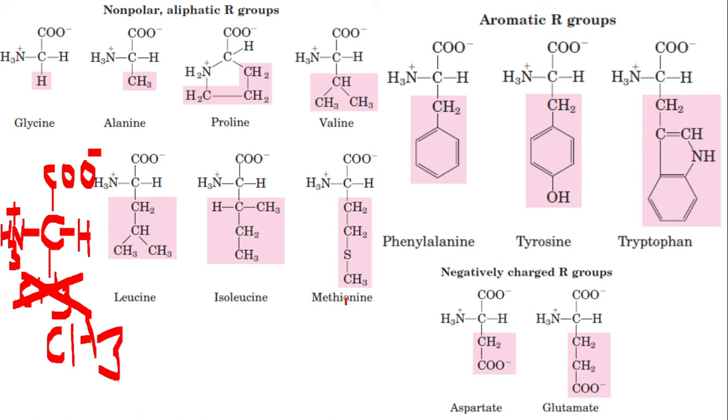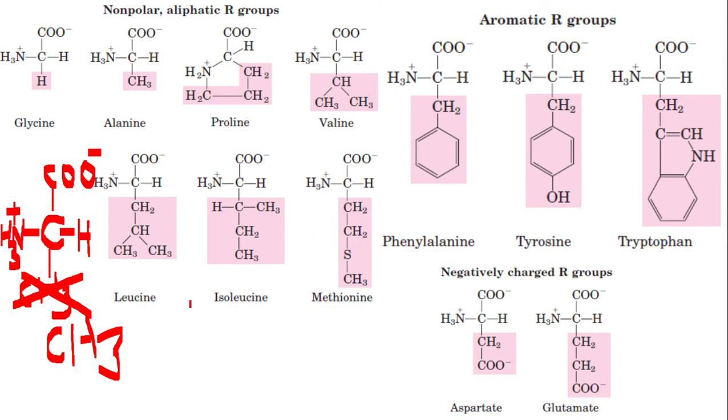There is one more amino acid which has a sulfur atom. It is cysteine. We will see it later. And these are the non-polar aliphatic amino acids.